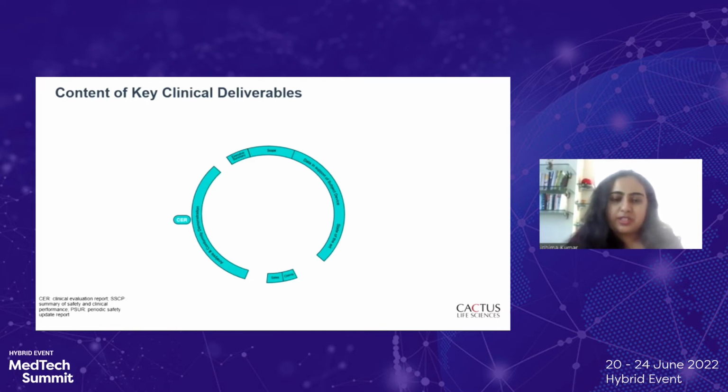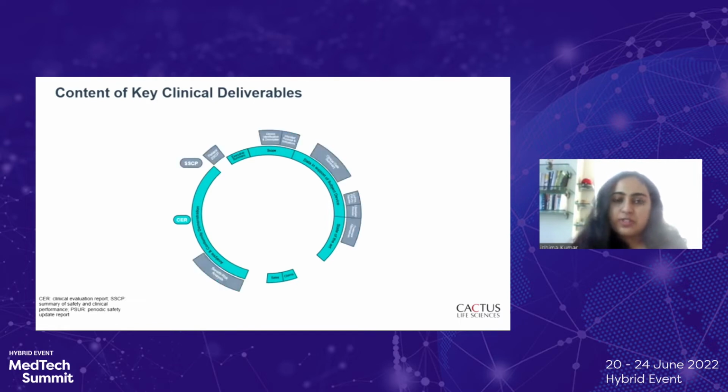What I've done here essentially is look at the key content, or actually all of the content at a very high level, that goes into the CER, the clinical evaluation report. The purpose of my slide here is so that we can appreciate the amount of overlap that exists across the key deliverables that we talked about. If we look at the second circle here for the SSCP, the summary of safety and clinical performance, we can see how much of an overlap there is across the CER and the SSCP. Almost everything is the same. All your data is the same. So it makes you wonder why you're not doing that all together, right?